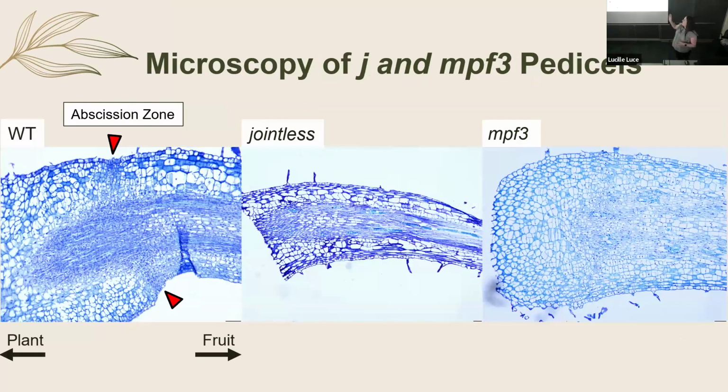How to orient yourself: on the left would be the pedicel connecting to the plant, and towards the right would be connecting to the fruit. There is a clear zone of abscission zone cells. They're small and darkly stained.